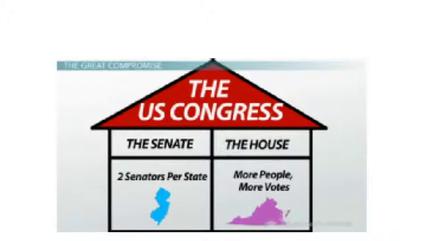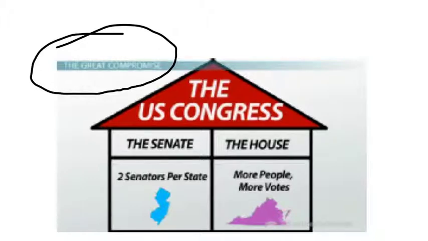So there is a compromise. They reach the Great Compromise, and what happens is they create a legislative branch or a Congress with two houses. The people from New Jersey are made happy because one house of the Congress is called the Senate. And in the Senate, no matter how many people live in your state, you will send two senators to the Senate.